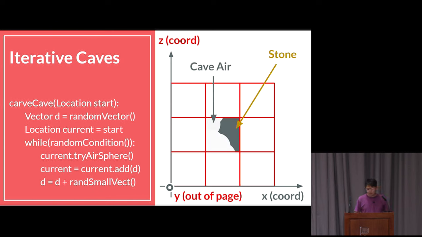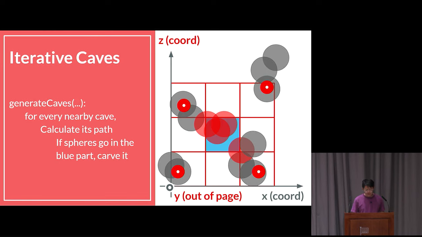This is what the chunk would look like after carving the air spheres. In practice, every nearby cave at a predetermined starting location will calculate its path and attempt to carve into the blue chunk, so this ends up becoming extremely slow. For every red cave you add, every single chunk is going to be slower to generate.